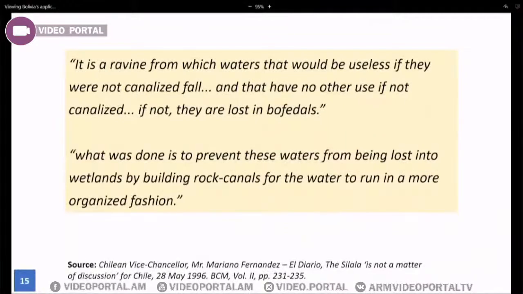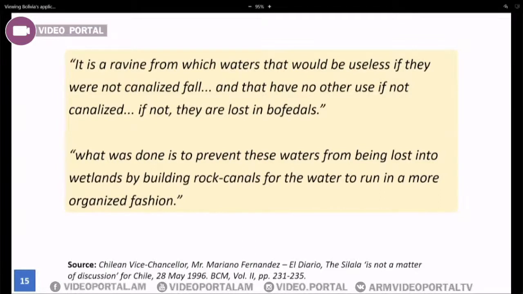Lastly, I would draw the Court's attention to the fact that 2 decades before the current dispute was submitted to this Court, Chilean Vice Chancellor Mr. Mariano Fernandez acknowledged that the Salalah's flows could not have been used by FCAB absent enhancement through artificial channelization. In May of 1996, Vice Chancellor Fernandez said, quote, it is a ravine from which waters that would be useless if they were not canalized fall, and that have no other use if not canalized. If not, they are lost in bofedales, unquote.